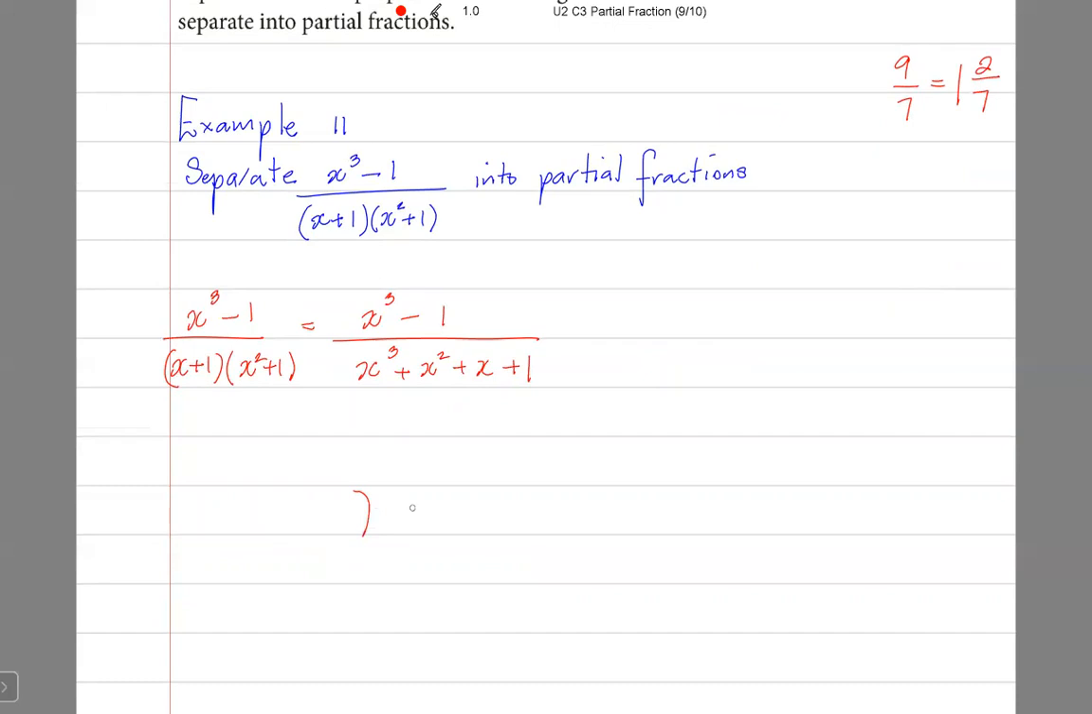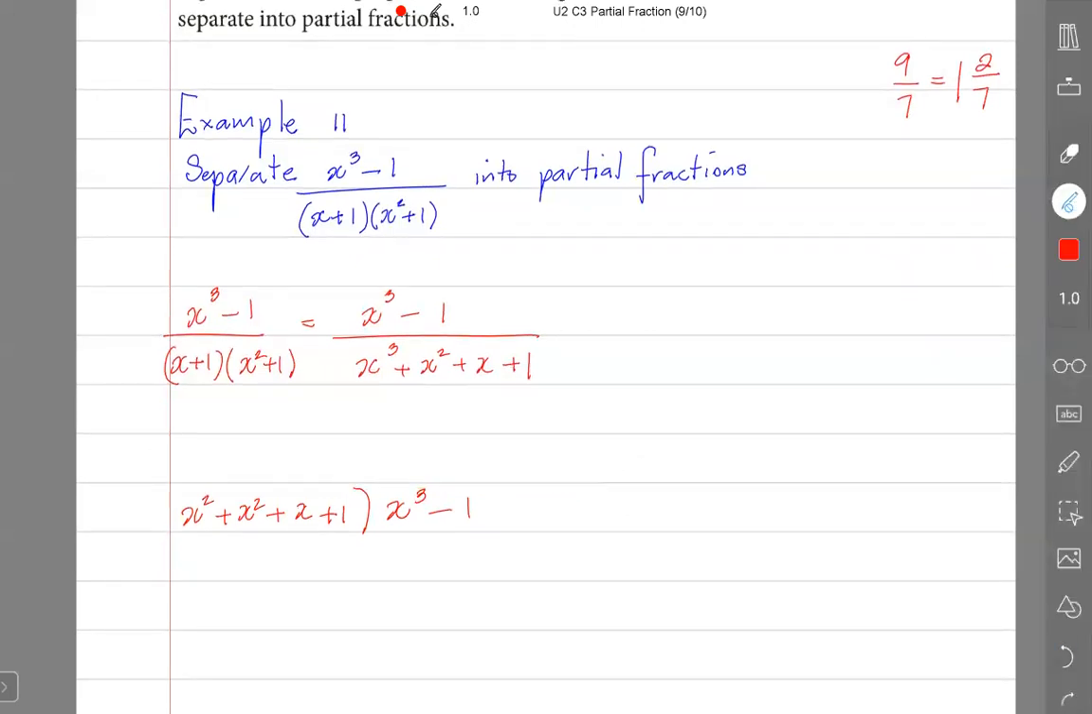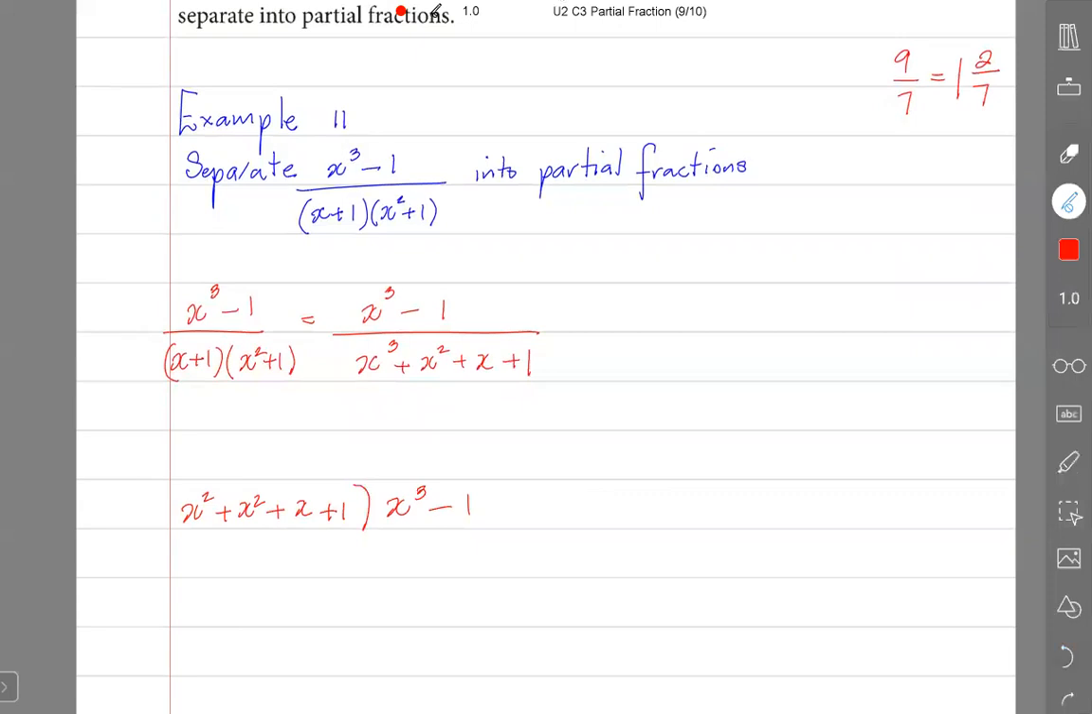So let's divide. We're going to divide x cubed minus 1 by x cubed plus x squared plus x plus 1. Sir, how is it an improper fraction? Just out of curiosity, if I were to randomly choose a value of x and put it into either of those expressions, the bottom one would still be greater than the top one.